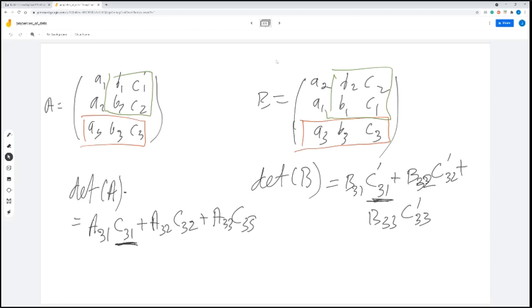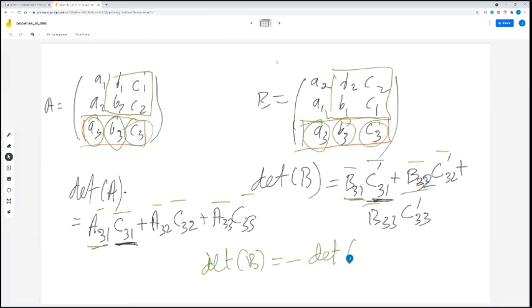Okay, but the entries B31 and A31 are the same. This is A31 and this is B31. They are the same. And similarly, A32 and B32 are the same, you see? And this means that these A's are going to be the same as these B's, but these here are going to be the opposite of these. And this means that the determinant of B will be the opposite of the determinant of A. Sorry, the determinant of B is going to be the negative of the determinant of A.